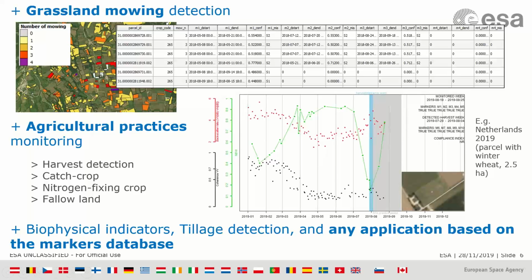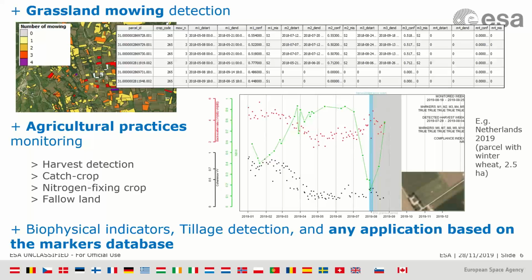And after the harvest, the farmer has the possibility to declare a catch crop or a nitrogen fixing crop or fallow land to get an additional subsidy. And the monitoring consists in checking if this crop is in place during the mandatory period and is not harvested before the end of the mandatory period, which is the gray color in the graph. So this is another example.